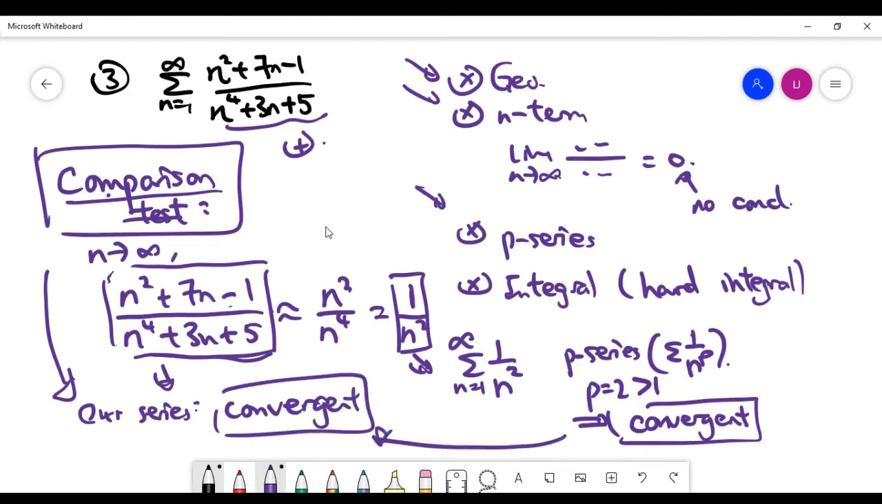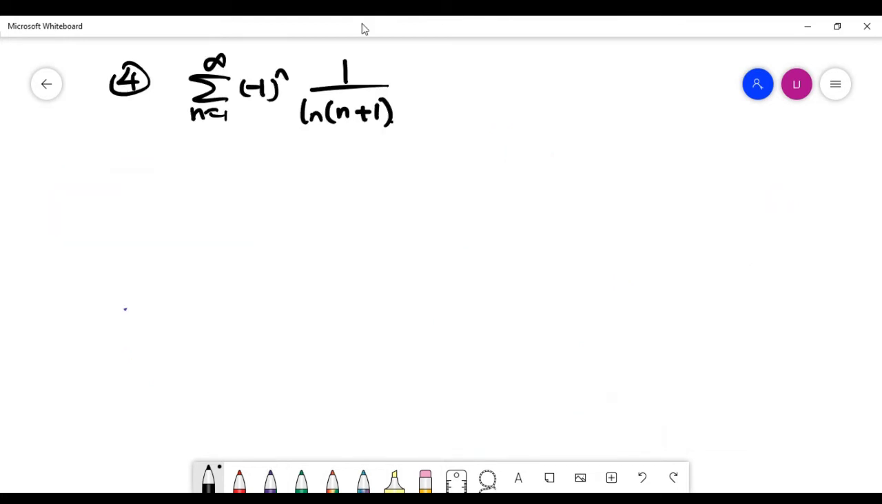as the infinite series with the simplified fraction. So that's the power of the comparison test. And let's look at the next problem. So that was the given series in problem number 4.